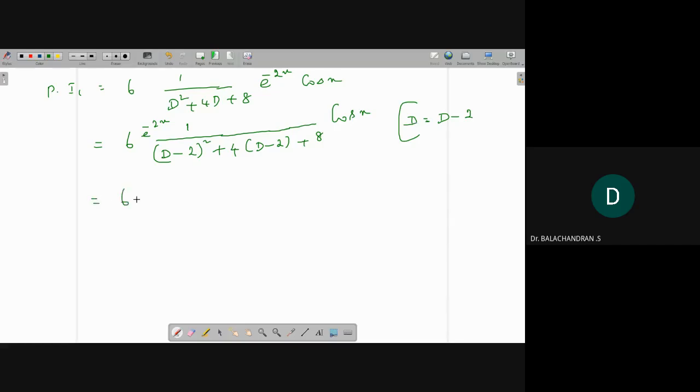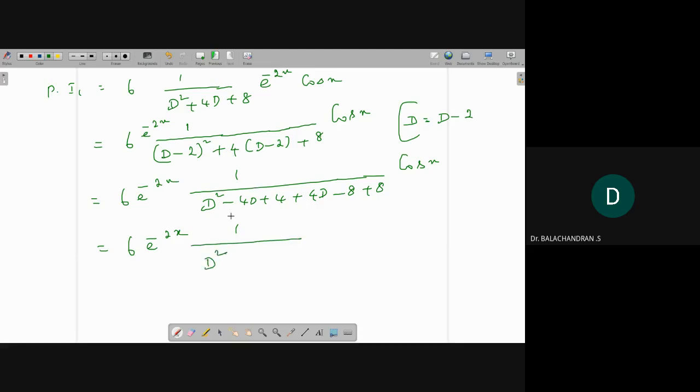So 6 into e power minus 2x, 1 by, simplify: d square minus 4d plus 4 plus 4d minus 8 plus 8, into cos x. What is the denominator? D square, minus 4d plus 4d gets cancelled, minus 8 plus 8 cancel. So d square plus 4 into cos x.